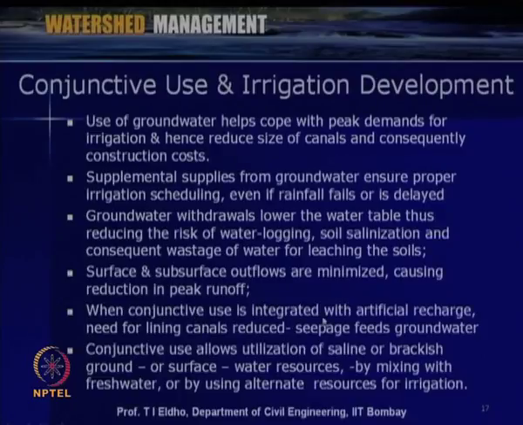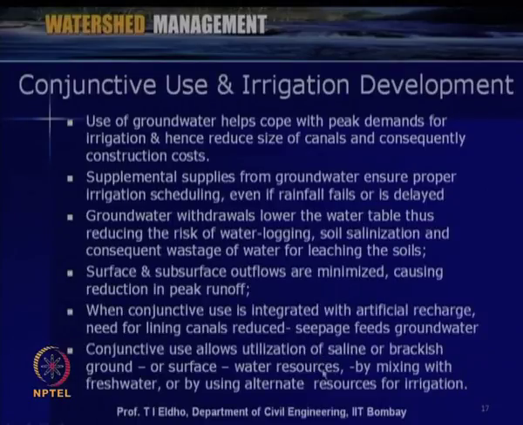Then, when conjunctive use is integrated with artificial recharge, the need for lining of canals can be reduced. Depending upon the area, whatever water seeps through the canal system can be considered as going into the aquifer system. That is recharging the system, so that way the lining cost can be reduced. Then conjunctive use allows utilization of saline or brackish ground or surface water resources, by mixing with fresh water or by alternative resources for irrigation.